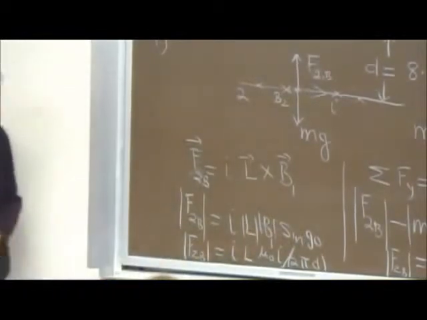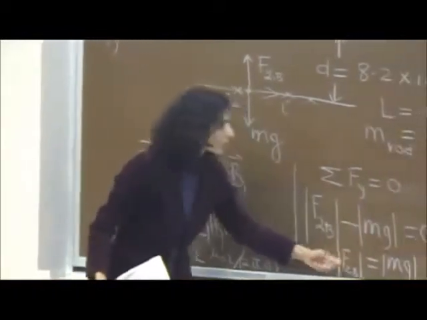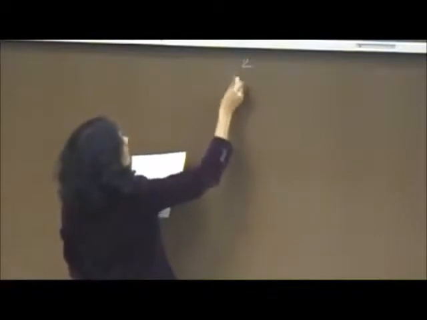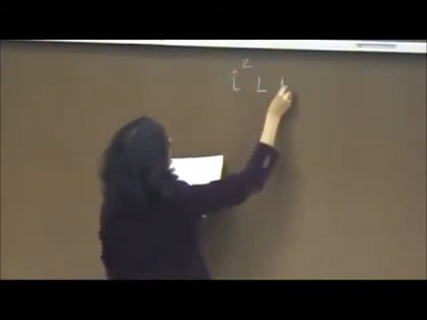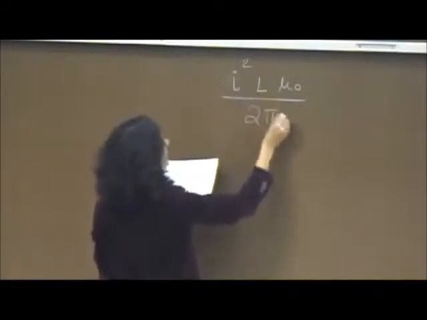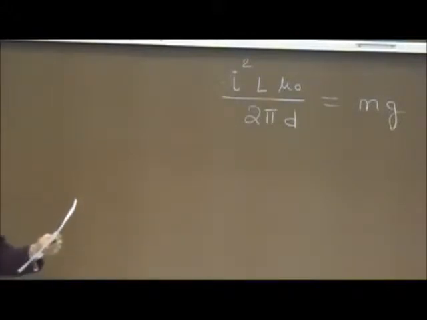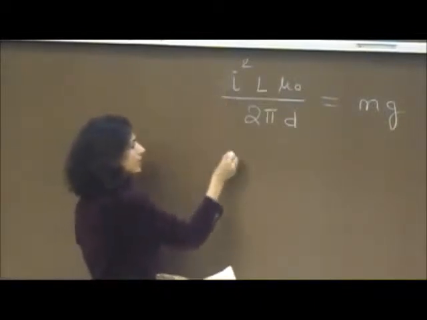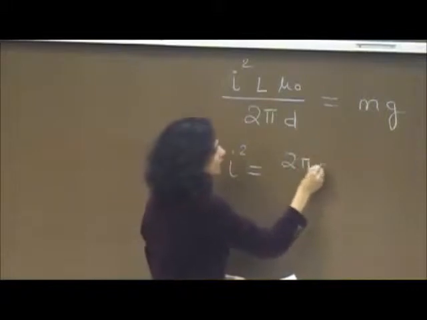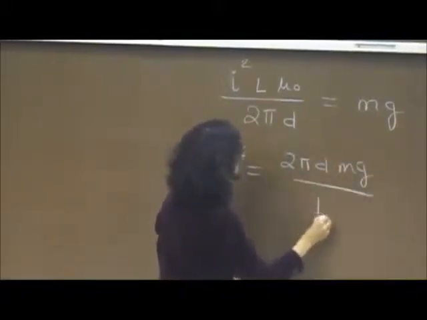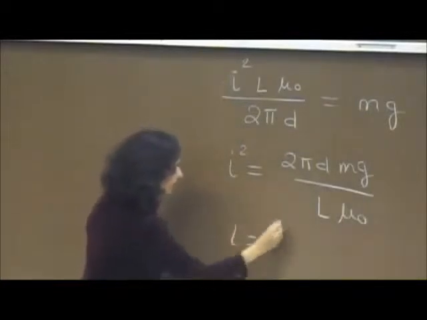And sine 90 is 1 anyway. So let's plug this here and solve. What we have then is F sub B is equal to mg, or I times I, I will make it I square. I square times L times mu 0 divided by 2 pi d is equal to mg. Everything is positive right now. And the question is asking for the current. We are solving for current. So you can see from here I square is 2 pi d mg divided by L times mu 0. So I will be the square root of this.